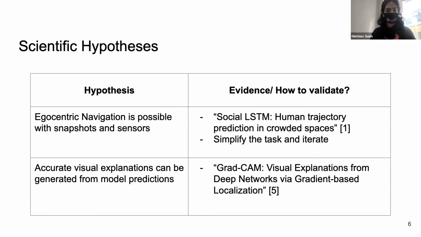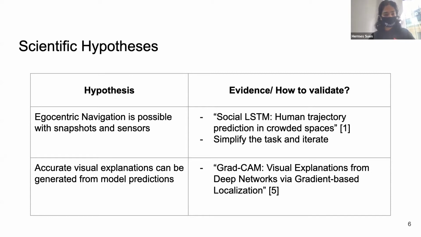Here are our two main hypotheses. First, we hypothesize that egocentric navigation is possible with image snapshots and sensor data. We have reason to believe this hypothesis as existing works have shown that trajectory prediction is possible using video data. In order to validate this hypothesis, our approach is to simplify the task, execute, and iterate through it.